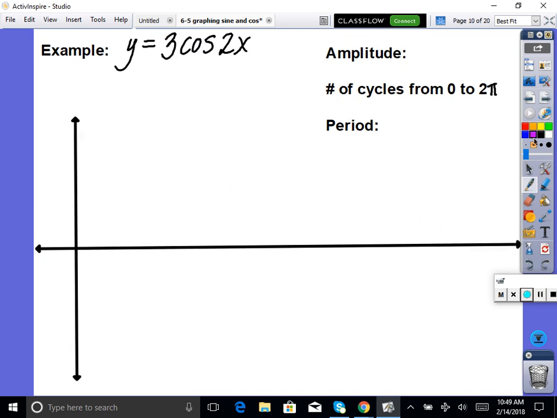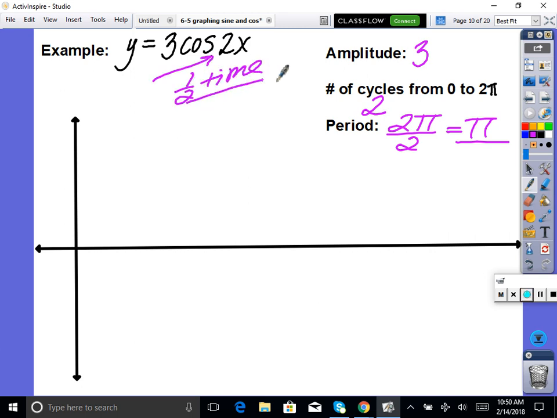Okay, let's do another one. Here we go. Let's go quicker this time. All right, our amplitude would be 3. The number of cycles from 0 to 2 pi is 2. So we're going twice as fast, aren't we? Twice as fast. So our period, since I want to graph 2 cycles, let's figure out the length of one of those. 2 pi divided by 2, which is pi. That makes sense. Half as fast to get through a full cycle. Half the amount of time it needs. That's what's going to help you for harder stuff.